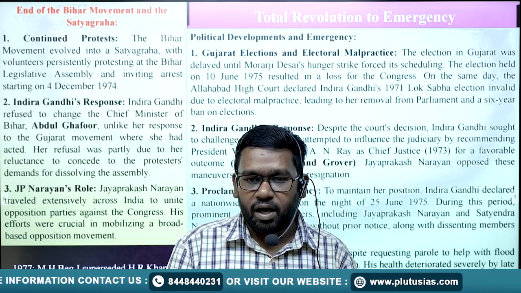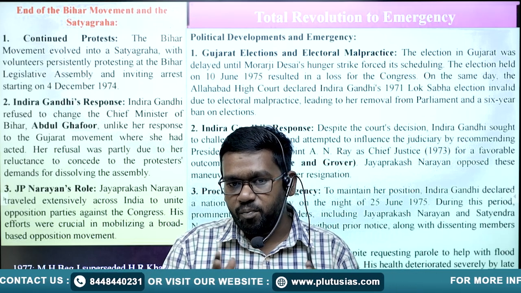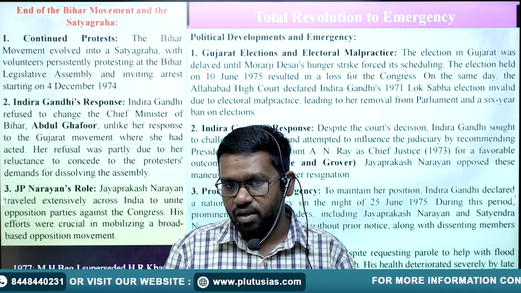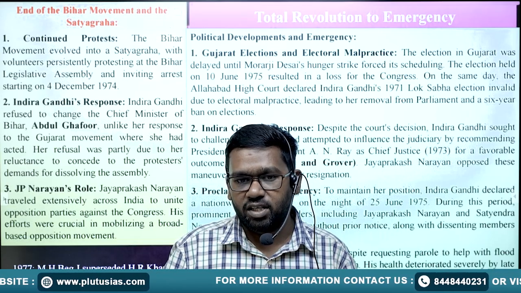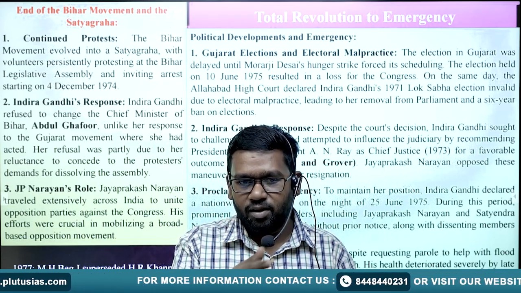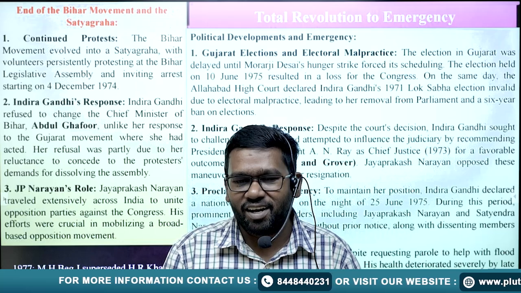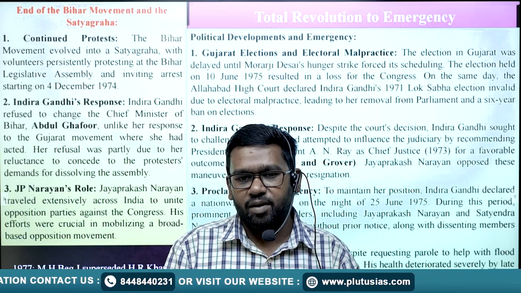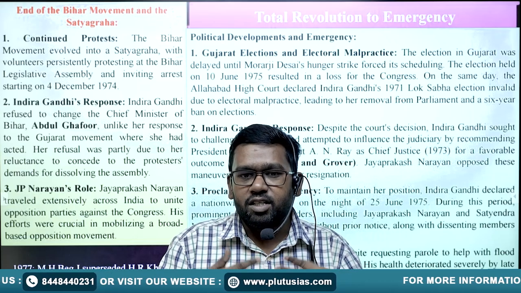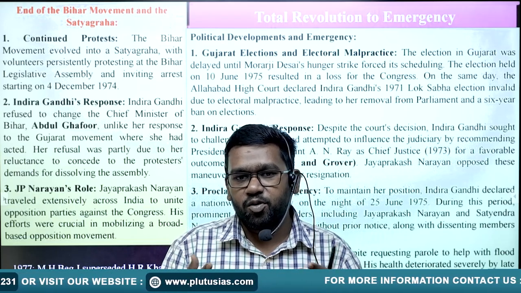Then the electricity supply to all the important presses of India had been cut down. All the political leaders like JP, Atal Bihari Vajpayee, Morarji Desai, and all, including Narendra Modi and other people, they were very young at the time, okay? So all of these people were arrested by Indira Gandhi and national emergency was imposed in India. This is the most important thing that we should be noting.